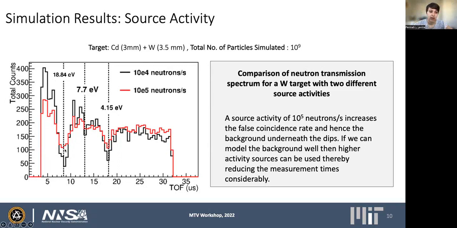However, we can see that this is better for a lower source rate, as we do start to see more false coincidences for the 10^5 faster neutron rate. So a source activity of 10^5 neutrons per second increases the false coincidence rates, and hence we see more background underneath these dips. But if we can find a way to model this background, then we can potentially use a higher source rate, and that will significantly decrease our measurement time. For example, here, this would be a 10 times faster experiment, which is also really important. So we are looking into ways to minimize that background.